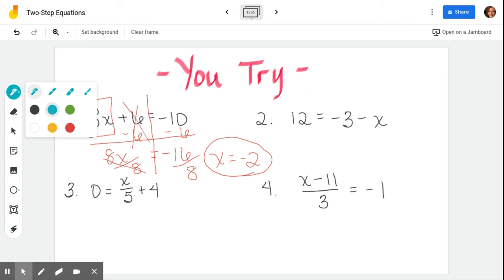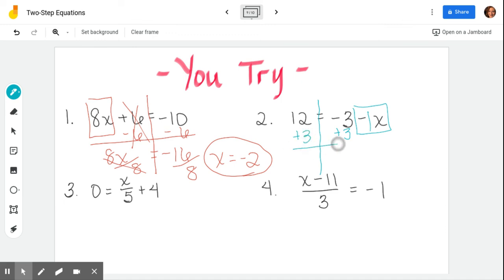I'm going to separate through the equal sign. Now, when I box my variable, really that has a -1 attached to it. To get rid of that -3, I need to add it back in, and I need to do that to both sides. So that gives me 15 equals -1x. The opposite of multiplying by -1 is dividing by -1. So I end up with -15 equals x.